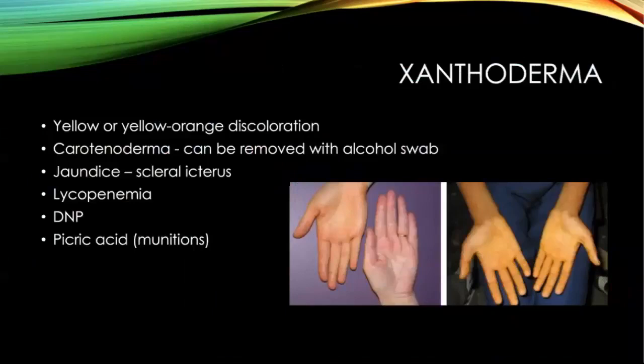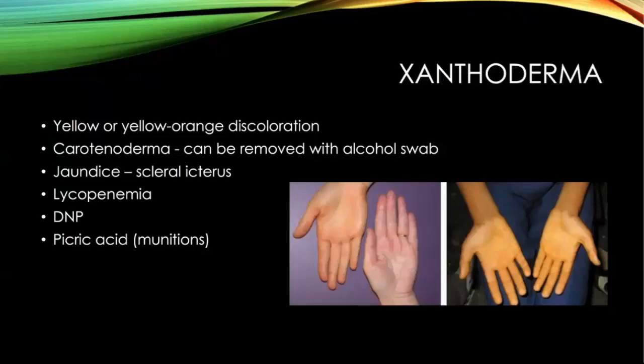Xanthoderma is a yellow or yellow-orange discoloration of the skin. The carotenoids are an example. They're excreted in sweat, sebum, urine, and the GI tract. These can also be removed with an alcohol swab. This is differentiated from jaundice, which is from hepatocellular failure or hemolysis, and bilirubin gets deposited in the fat. Now, scleral icterus is present in jaundice, but not from the carotenoids.